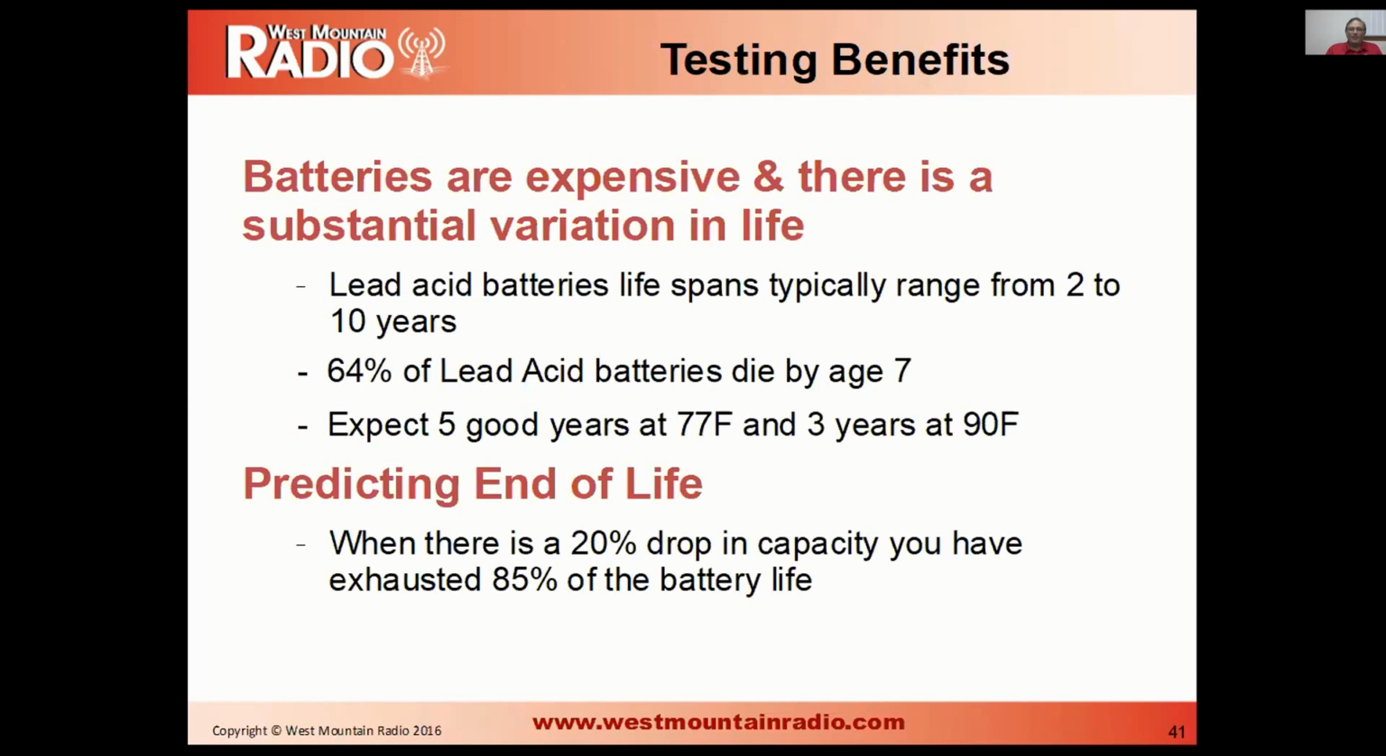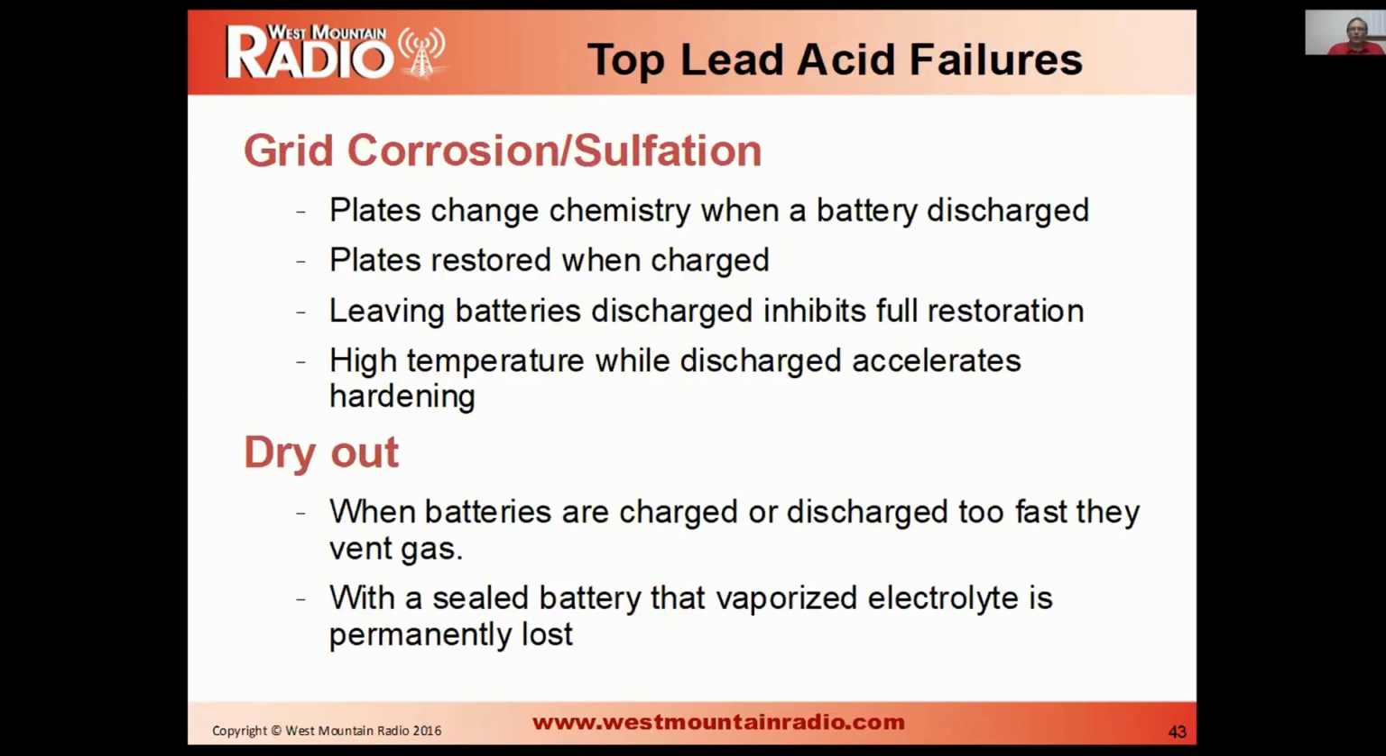When the battery drops about 20% in capacity, if it's stamped as an 80 amp hour battery and it goes down to 60 something, then you've exhausted about 85% of the battery life, and it's going to start dropping much more quickly after that point. So for the corrosion issue, we talked about the cause of that. It's basically when the battery's not charged, the plates start to corrode. Dry out, when you charge it or discharge it, they vent gas.